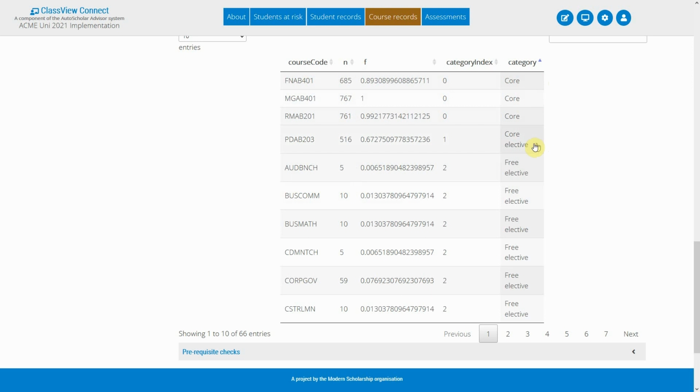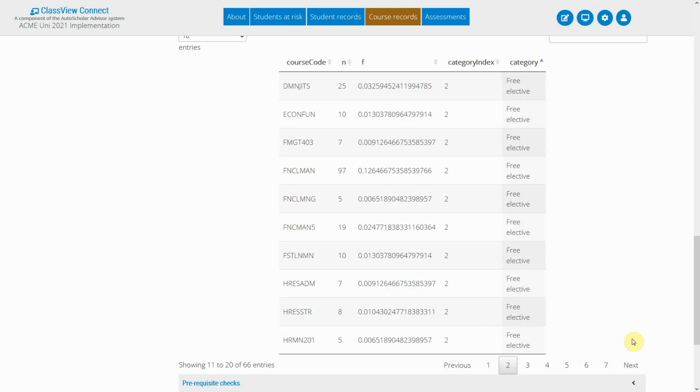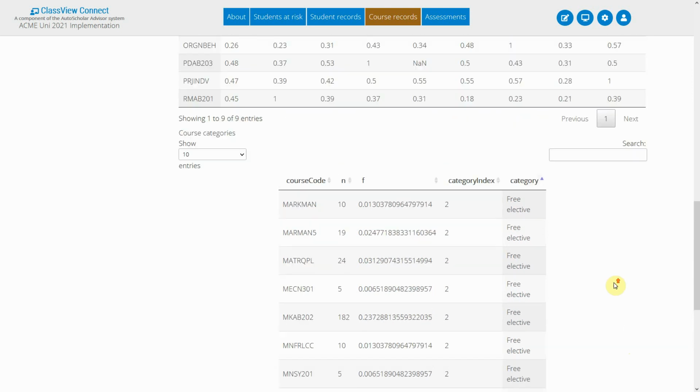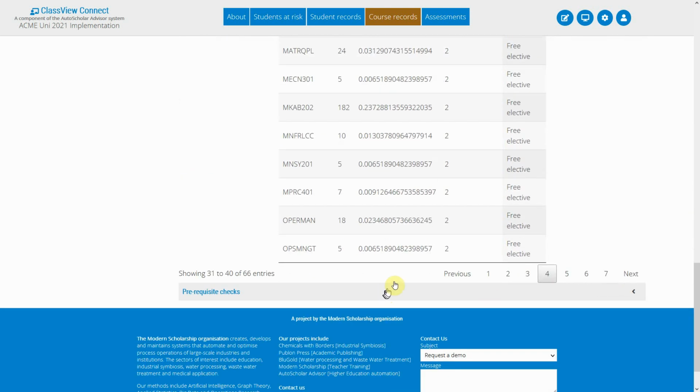Then if a slightly lower number are taking other courses, those might be core electives. And then if there are relatively low frequencies of other courses, those might be free electives. And you can page around here in the usual way. Right, so those are peers and priors.